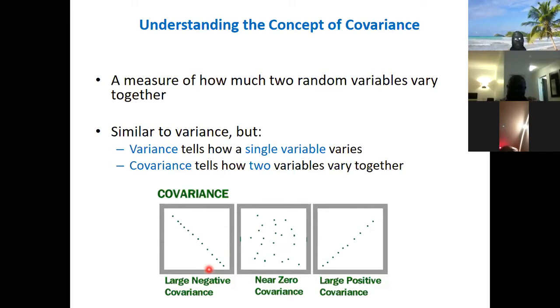So they are in opposite direction, they covary in opposite direction. While this one, the one that goes up, means that they covary in the same direction. This one that is scattered means that there's no covariance between them.